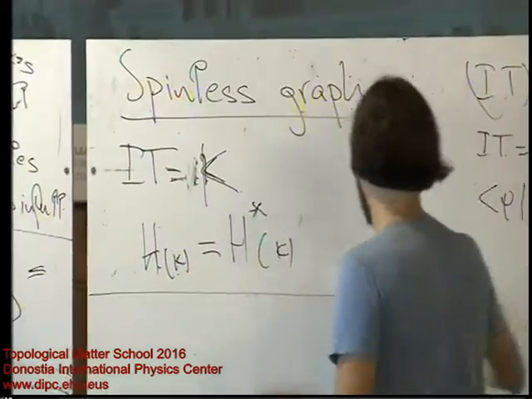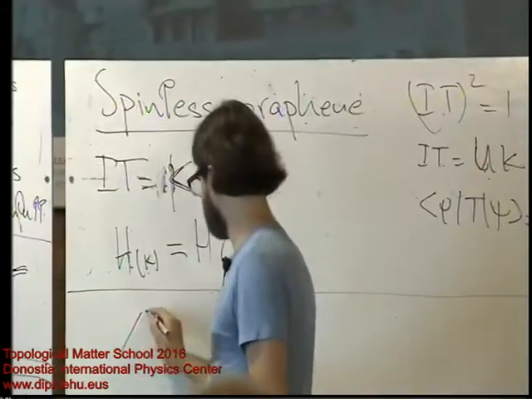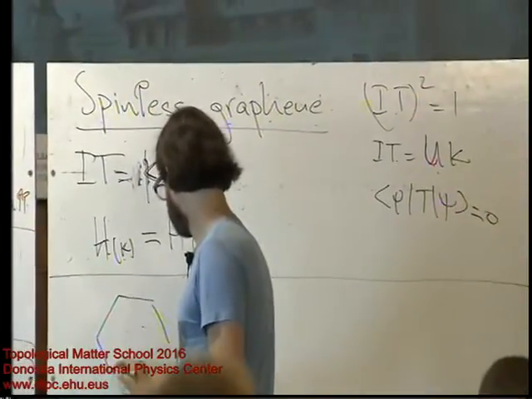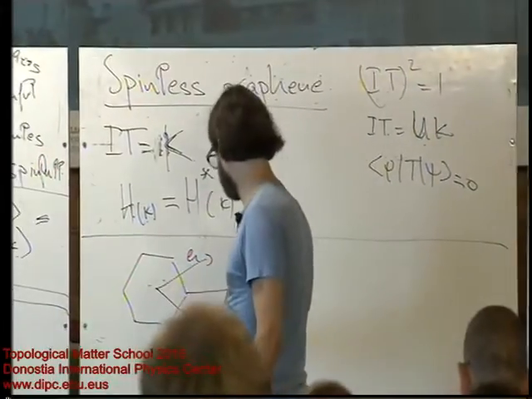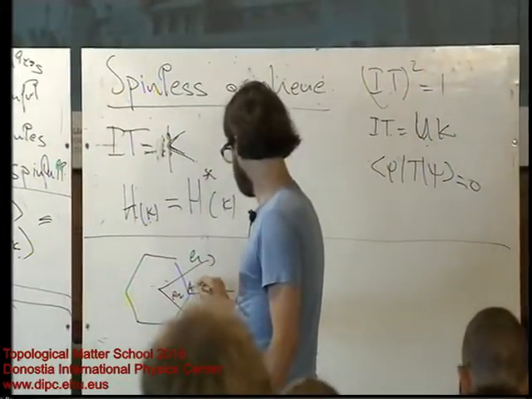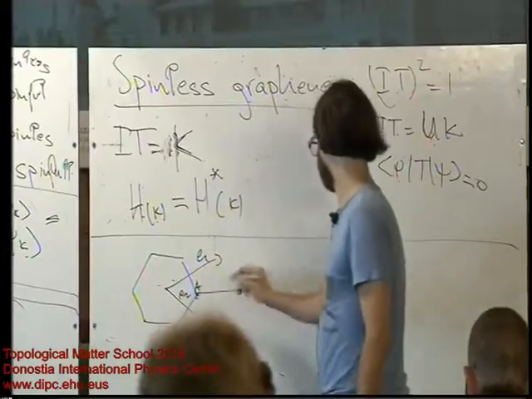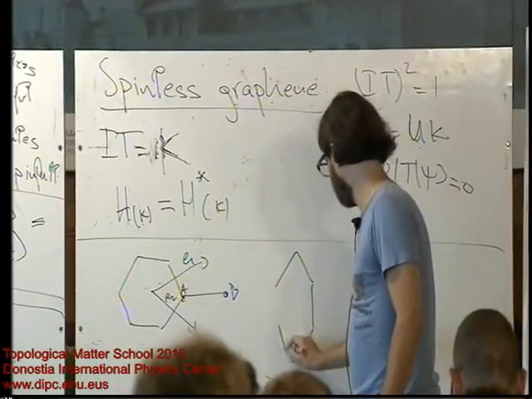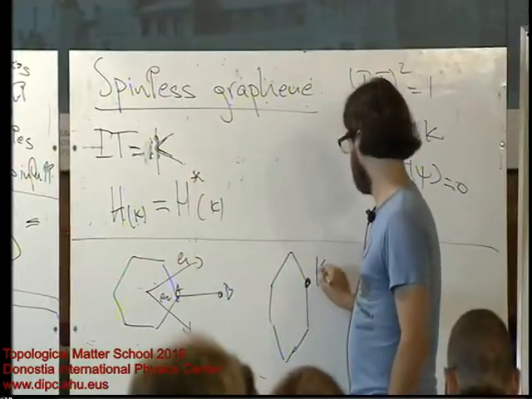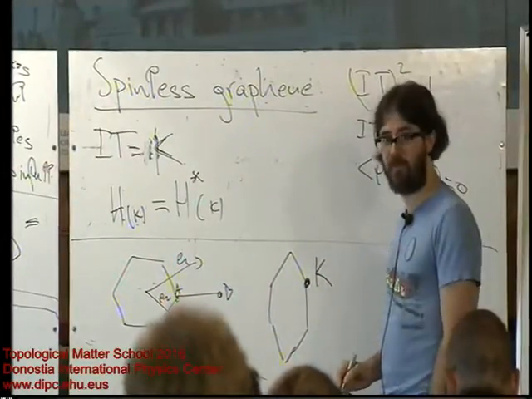So let's revisit graphene. This is graphene. These are translation vectors, E1, E2. This is A and B. This is the reciprocal space of graphene. This is the so-called K point. It's not a time reversal invariant point.